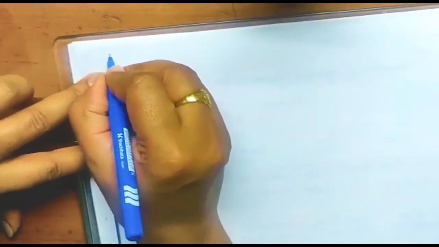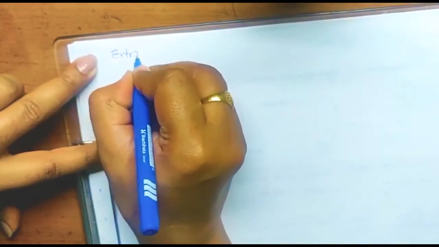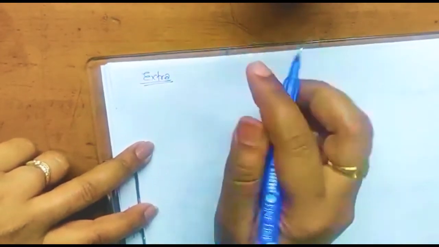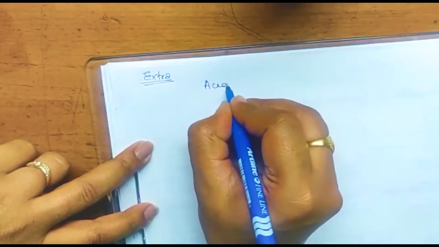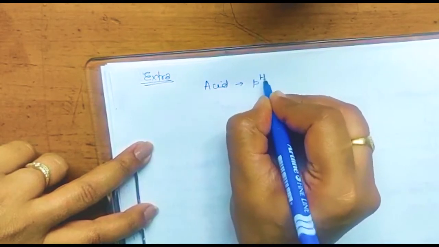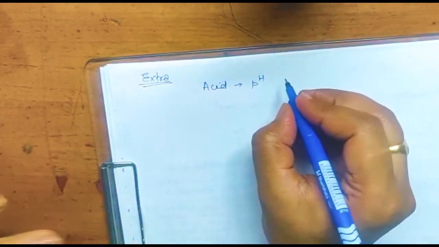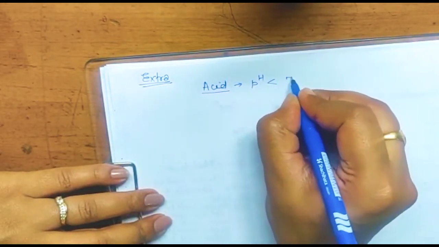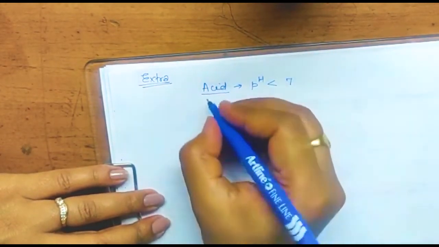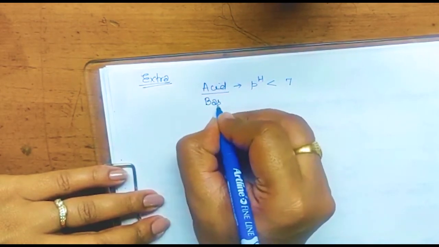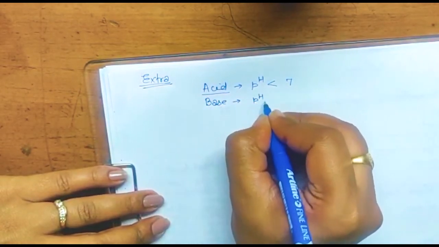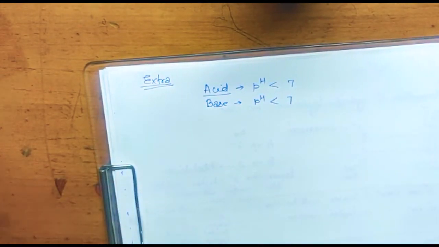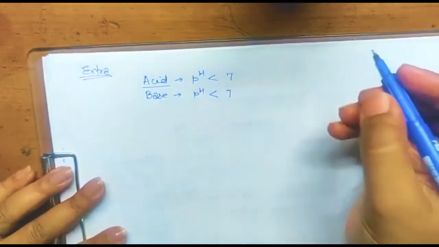Okay. This is extra. This doesn't come in your NCERT. So see that just like for acid we find pH, if it is acid, the pH should be less than 7. Got it? Okay. And if we talk about the base, the pH should be more than 7. Clear?